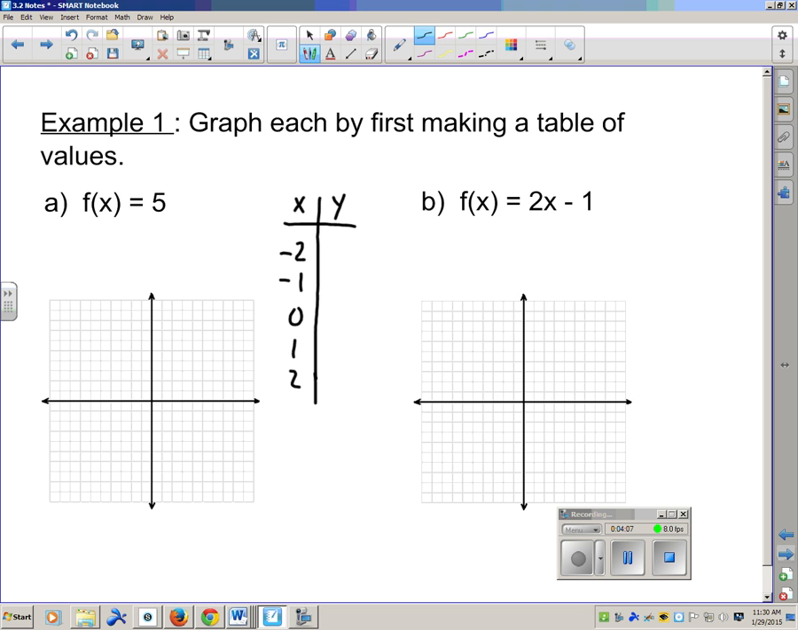For this one, it says f of x equals 5. Remember, that's like y equals 5. They're telling you that the y value over here has to be 5. So graphing this one out, I've got those nice ordered pairs. I can go over -2, go up 5.